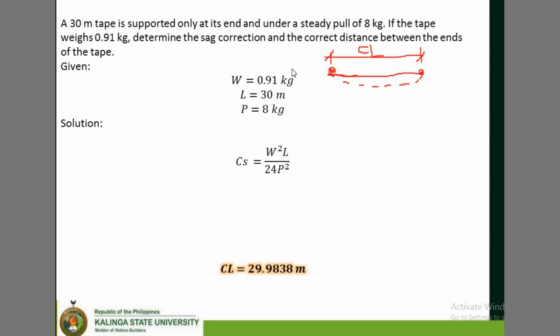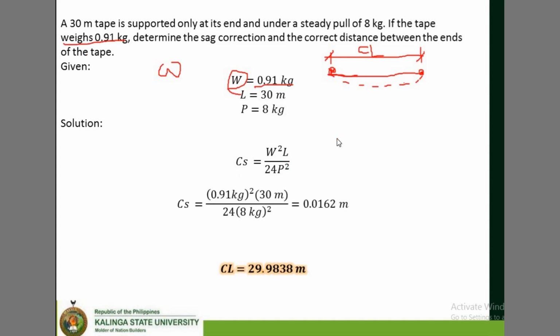We're going to use CS is equal to W squared L over 24P squared. Bakit itong equation na ito ang ginamit ko, hindi yung isa? Basing from what are given, ito, ang given kasi is the weight of the steel tape. Total weight. Alalahanin nyo, yung omega kasi dito, that is the unit weight or weight per tape length. And ang given is the total weight of the steel tape. So, ito yung gagamitin kong equation.